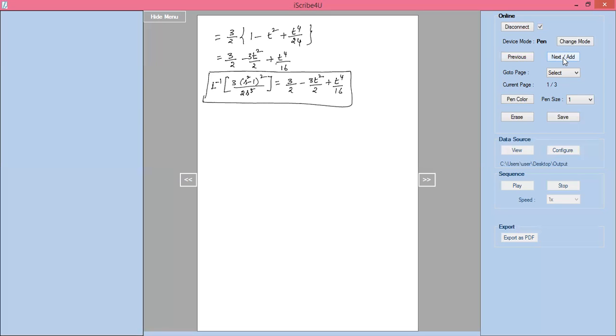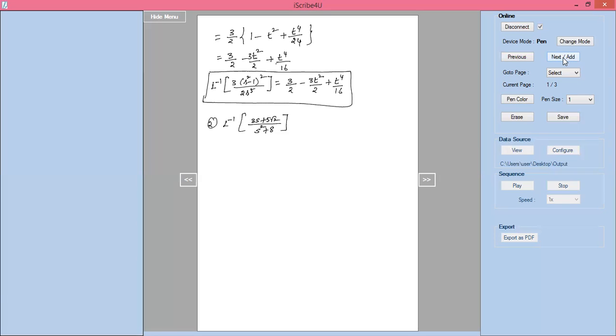Any doubts in this? We can ask. Right. Next question I will take. Second problem should be L inverse of 3s plus 5 root 2 divided by s square plus 8.